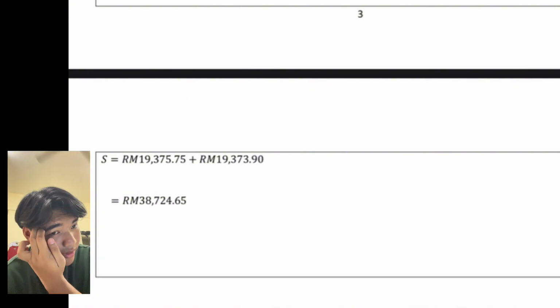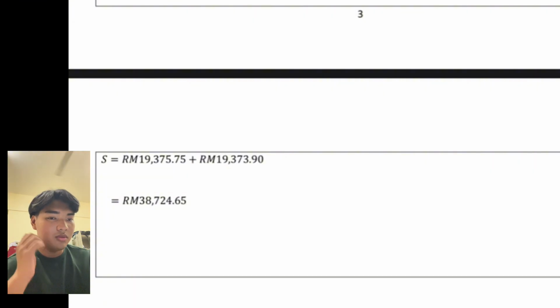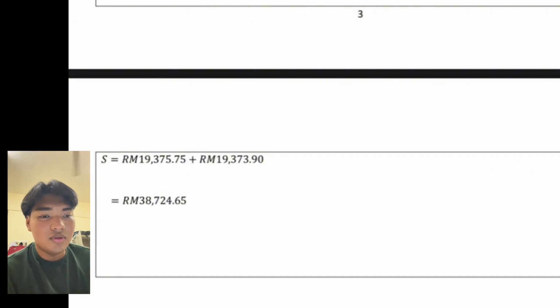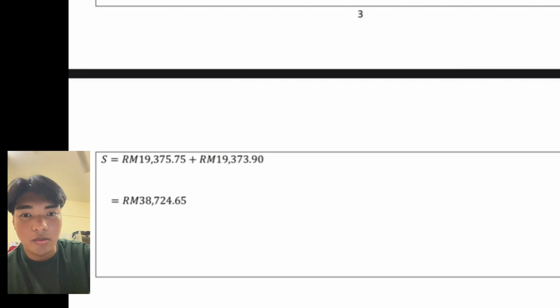So next one, we are going to add these two results, which is S equal to 19,375.75 plus 19,373.19, so it equals 38,724.65. That's all for number 1B.